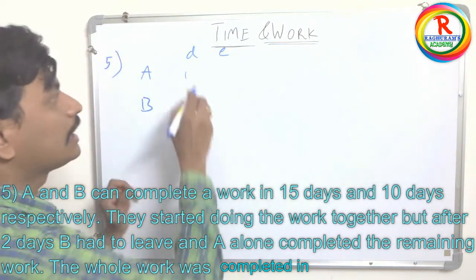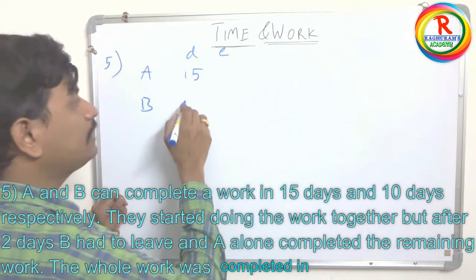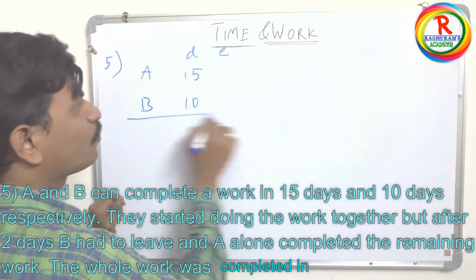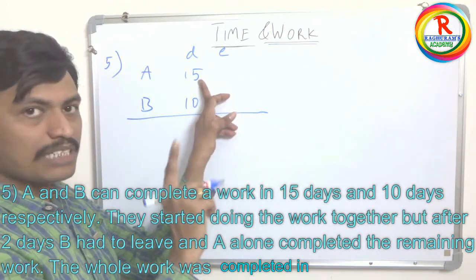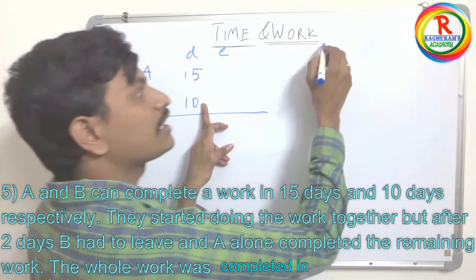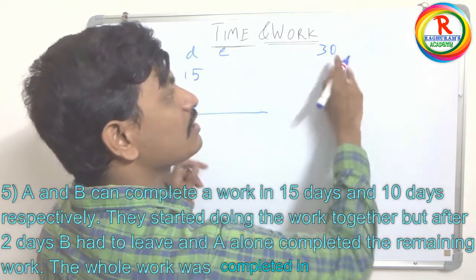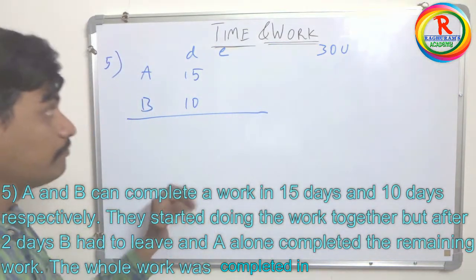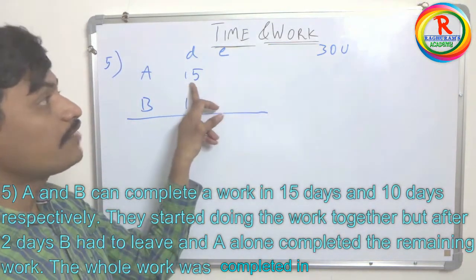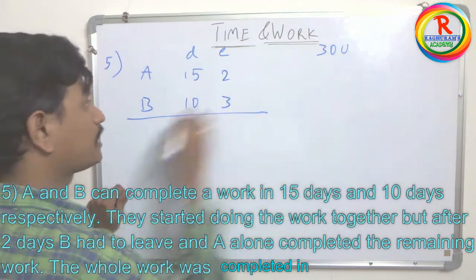What is given? A can complete in 15 days and B can complete in 10 days. What is the LCM? Shortcut method. 15 is not divisible by 10. 15 plus 15, 30 is divisible by 10. So 30 is the LCM. This is the shortcut method. So here in this case, what is the total? 30 units. So 15 twos are 30 and 10 threes are 30.